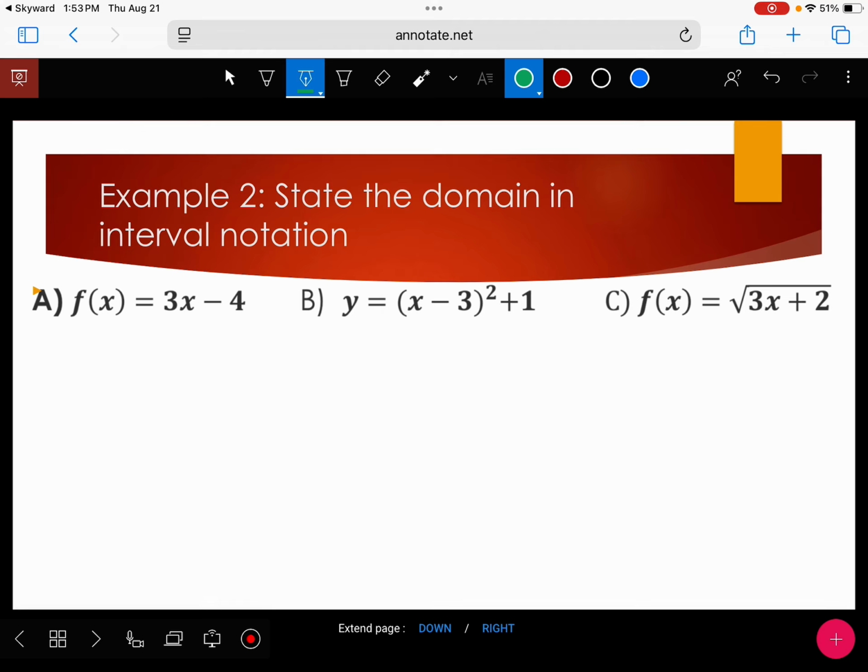Okay, so looking at A, do we have any red lights? Red lights are a fraction with X in the bottom or a square root. Do we see that in equation A? No. So we don't have a reason to stop. The domain is all real numbers.